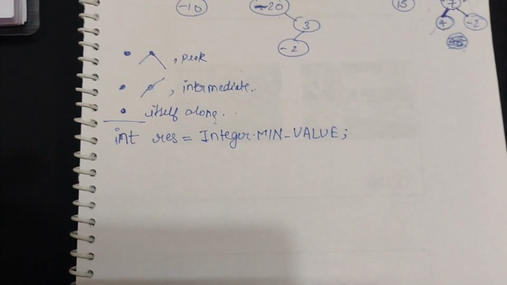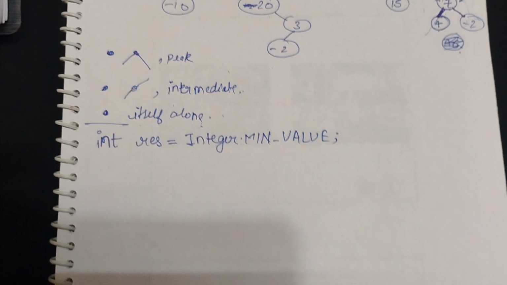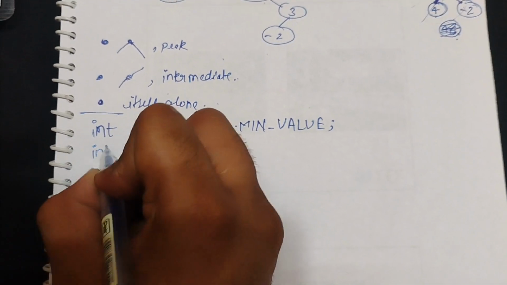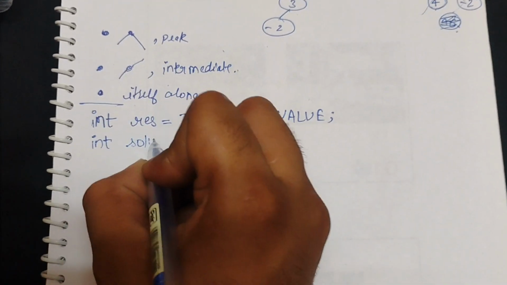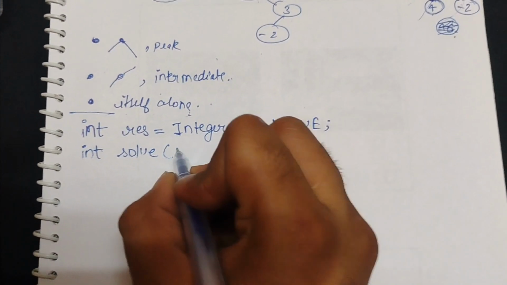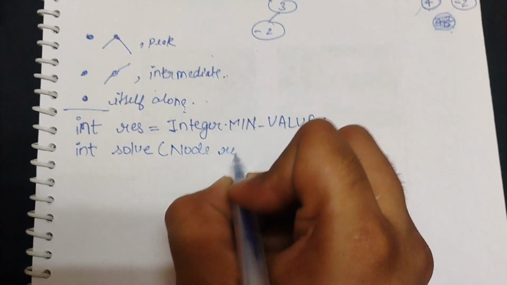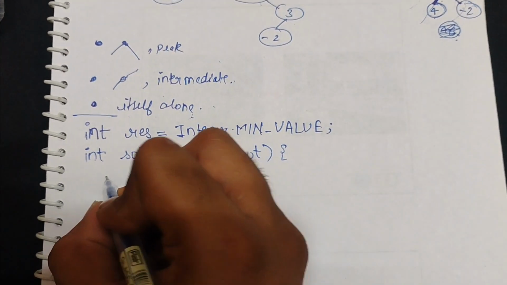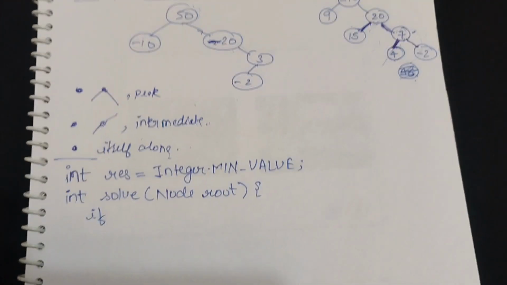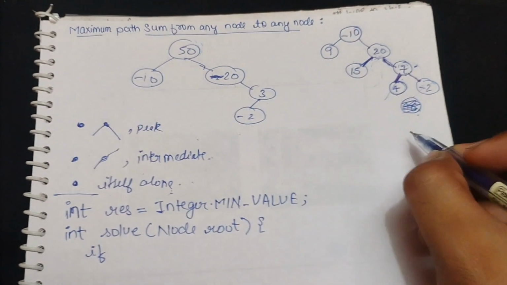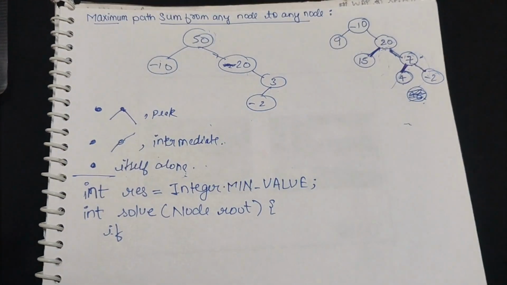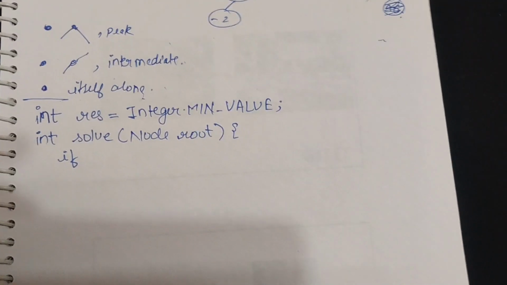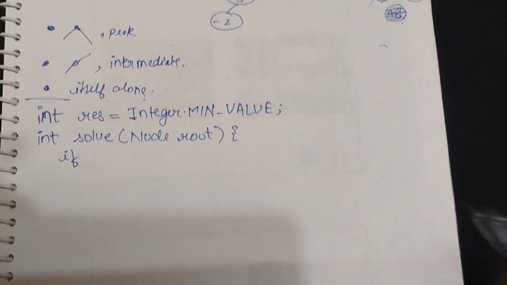Minimum value of integer dot min underscore value. Okay, now what I'll do, I'll make the function return type as integer, I'll name it as solve, and I'll pass the parameter as the root node. Okay, now the base case: what if there's nothing, there's null, there's no node made, then what will be the answer?